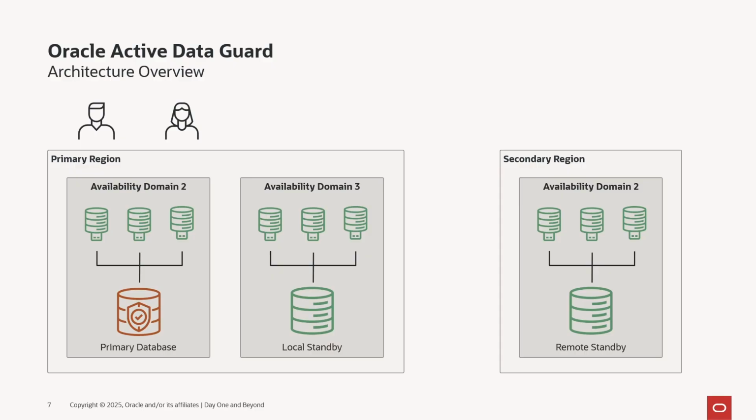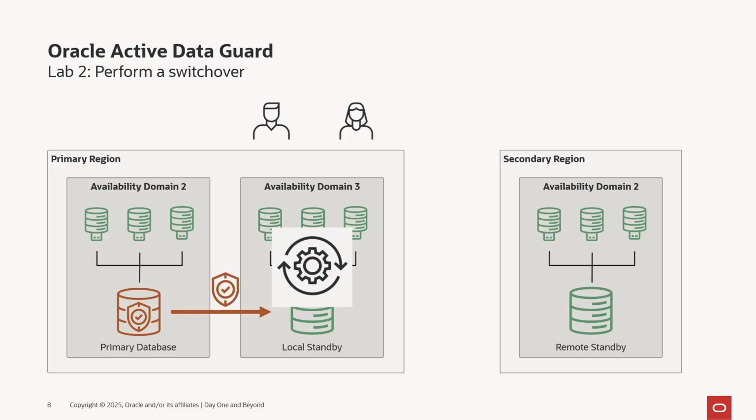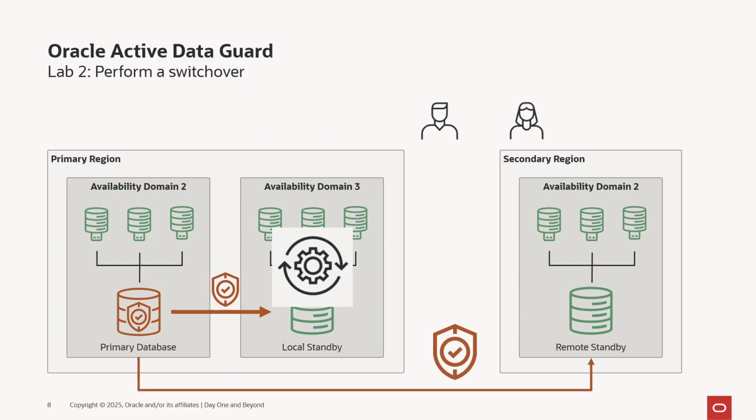So what is this useful for? The first is planned maintenance. This is what we'll be covering in Lab 2 when we show how to perform a switchover. A switchover is a role reversal between the primary database and one of its standby databases, and it guarantees no data loss. During a switchover, the primary database transitions to a standby role, and the standby database transitions to the primary role. This can be good for any sort of cascading updates or planned maintenance for your databases.